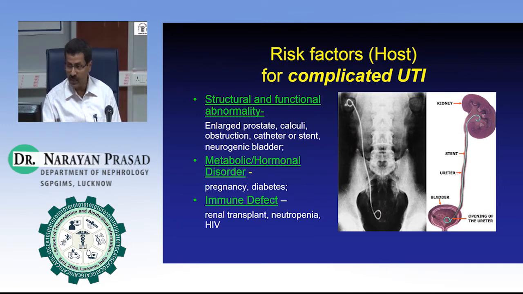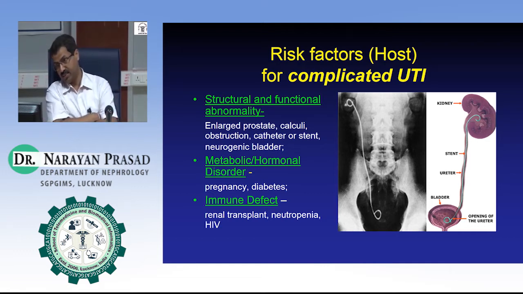What are the risk factors for complicated urinary tract infection? These are structural and functional abnormalities, like when the patient has an enlarged prostate, calculi, obstruction, catheter, or neurogenic bladder. The patients might have some metabolic or hormonal disorders, as occur in diabetes and pregnancy. And the patient may have some immune defect, like renal transplant recipients, neutropenic patients and HIV patients.